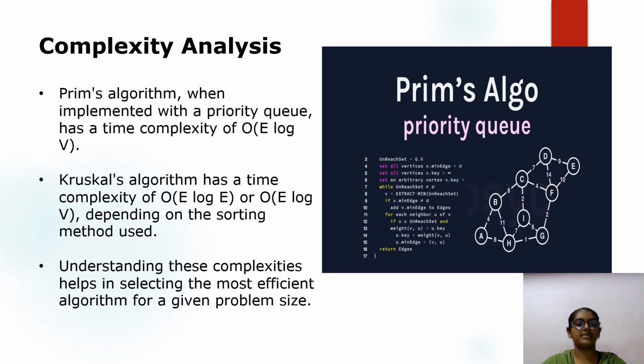Complexity analysis. Prim's algorithm, when implemented with a priority queue, has a time complexity of big O E log V, where E is the number of edges and V is the number of vertices. Whereas Kruskal's algorithm has a time complexity of big O E log E or big O E log V, depending on the sorting method used. Understanding these complexities helps in selecting the most efficient algorithm for a given problem size.